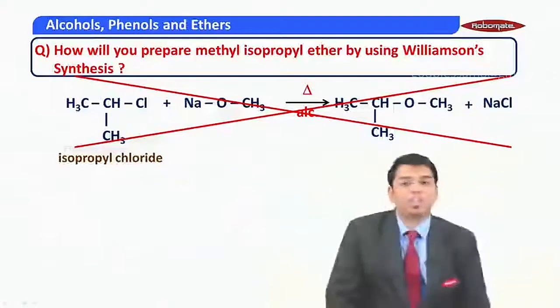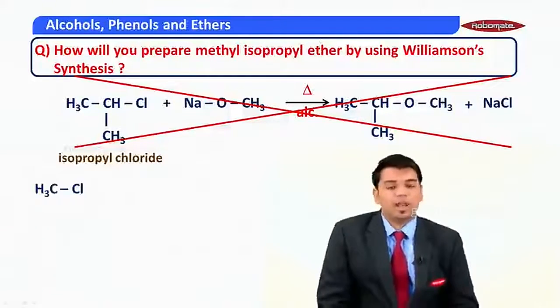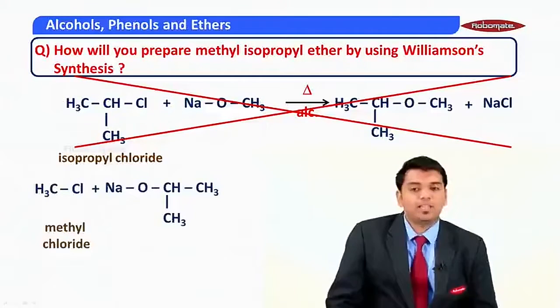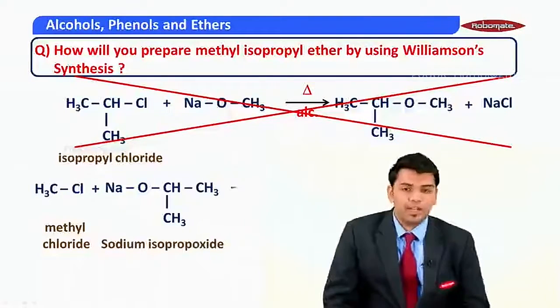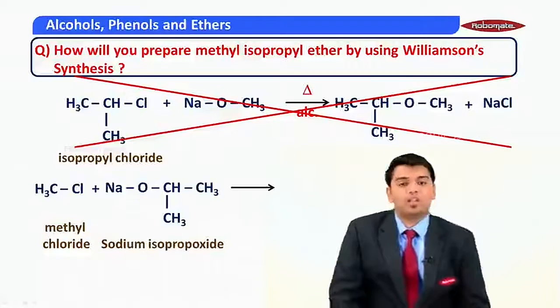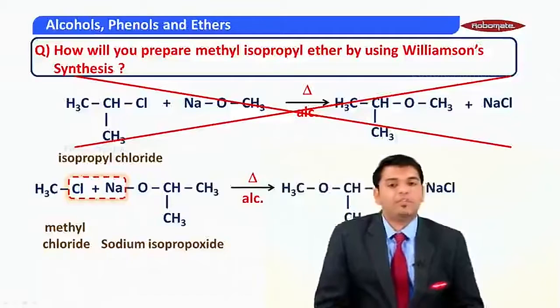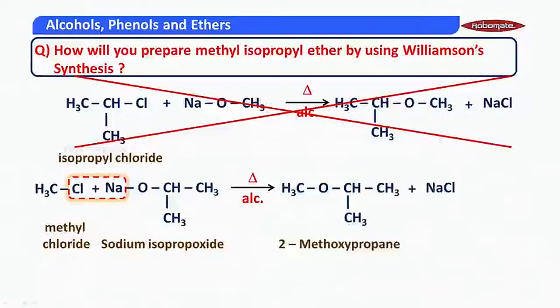So we must take a primary alkyl halide, that is we would take methyl iodide, and along with that we would take NaOCH(CH3)2, that is sodium isopropoxide, and when these react under alcoholic conditions we have loss of NaI, and the product that we get is the required one, that is methyl isopropyl ether, also known as 2-methoxypropane. So this was about the methods of preparation of ethers from alkyl halides.